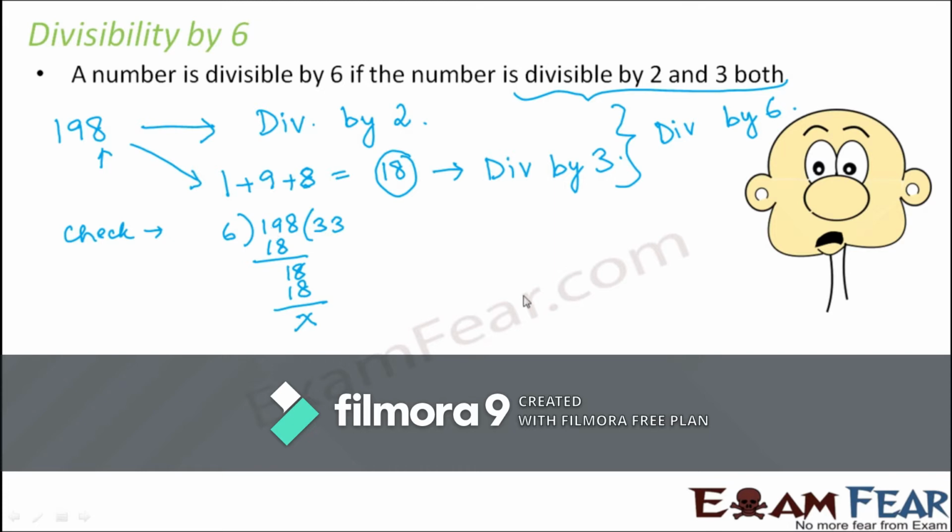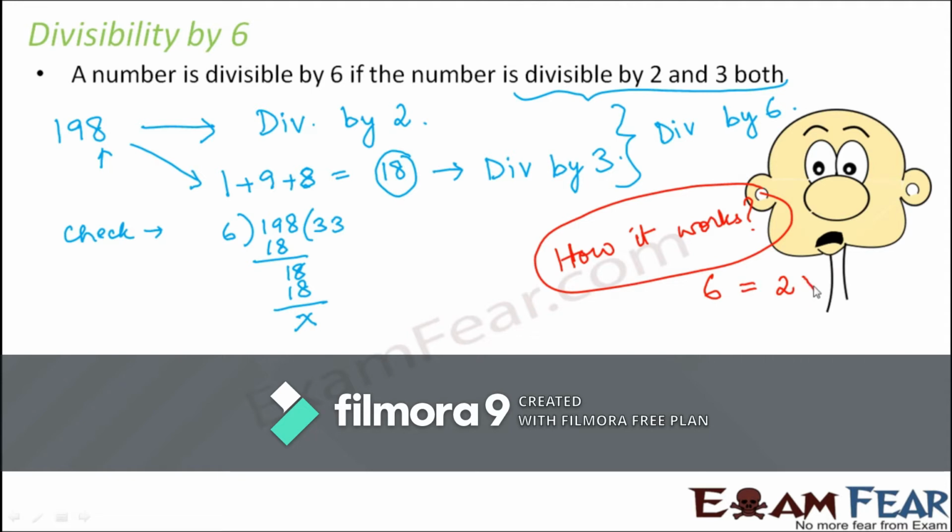Now the most obvious question in your mind is how it works. So let us try to understand how it works. Now 6 can be written as 2 into 3. That is, 2 is a factor of 6, 3 is also a factor of 6. Now, in order to understand this, we will have to write the multiples of 2 and multiples of 3 both. So let us write the multiples of 2 here and multiples of 3 here on this side.